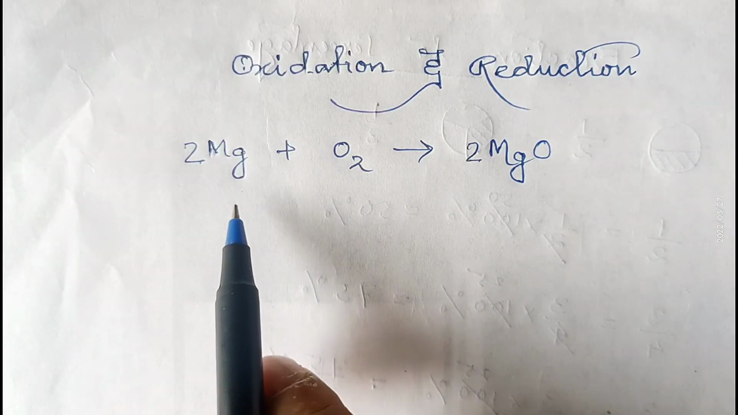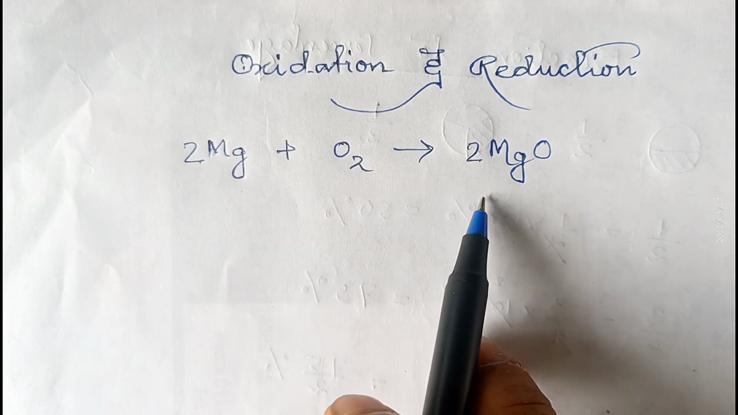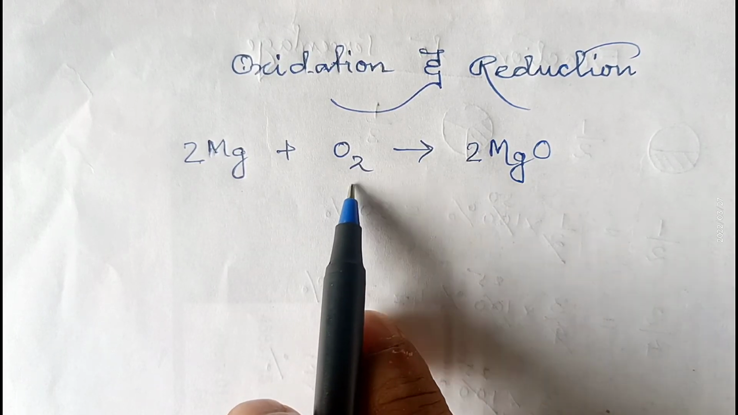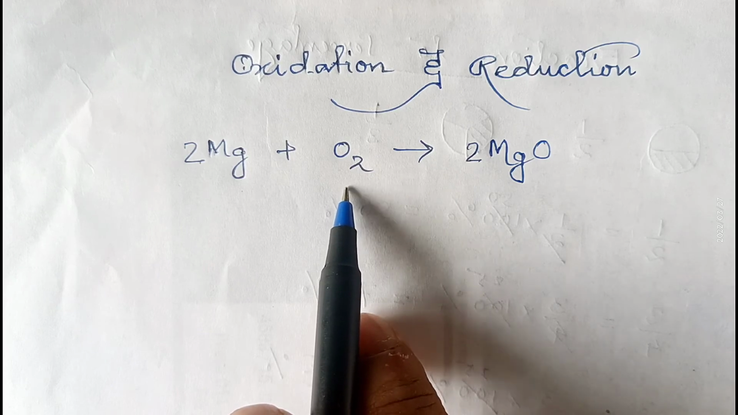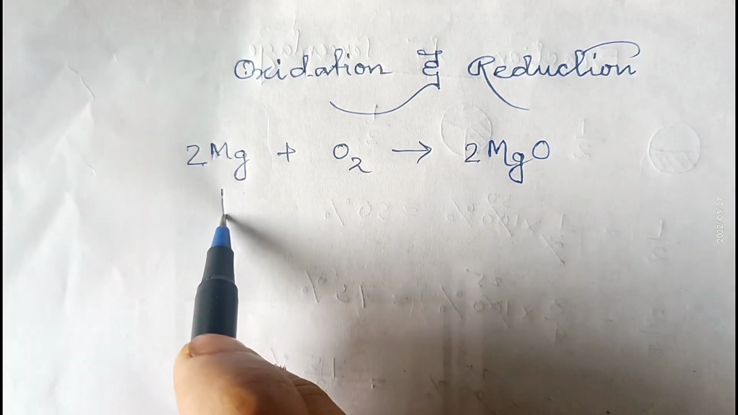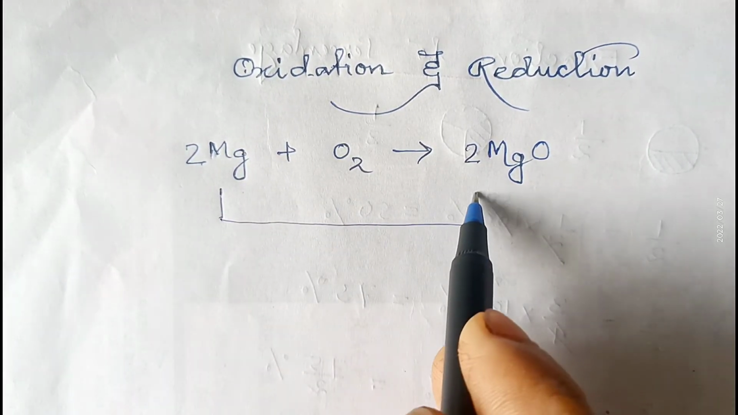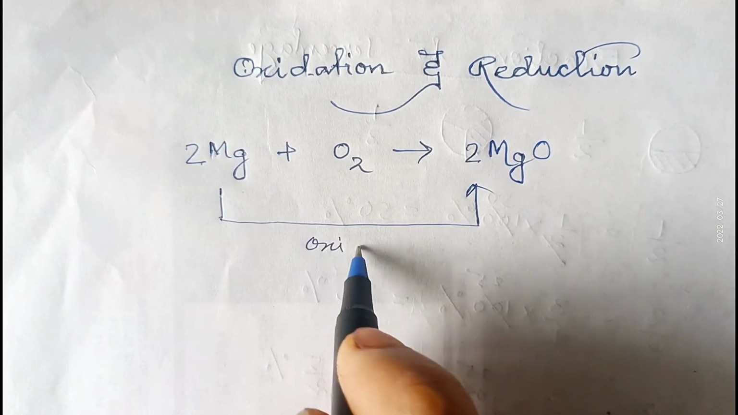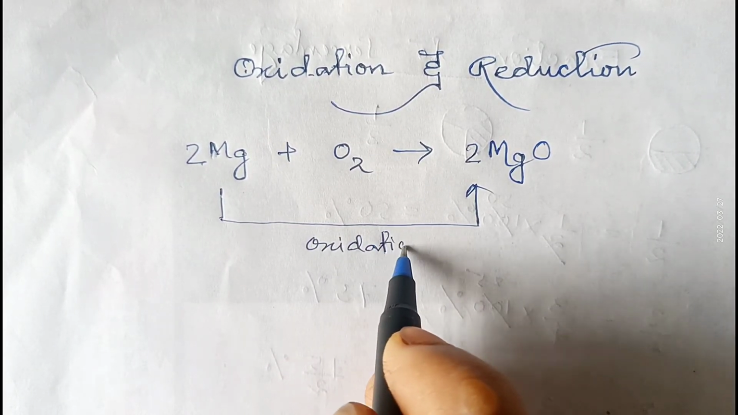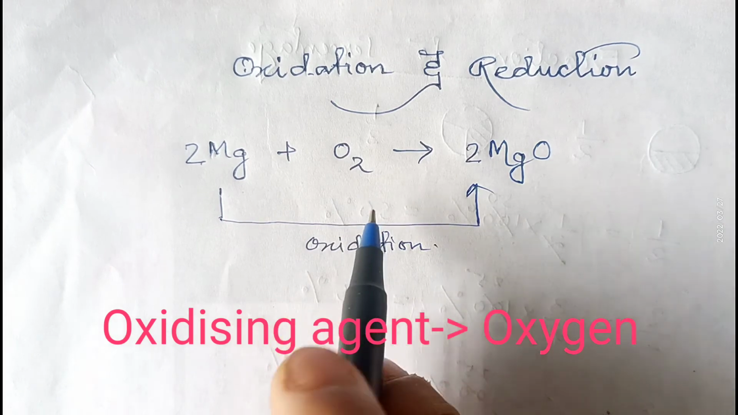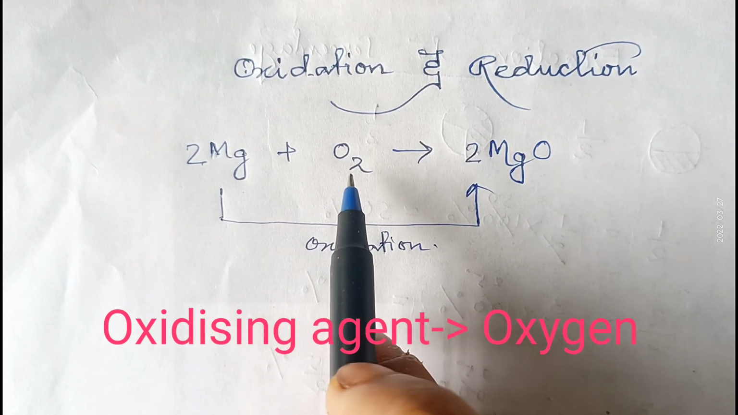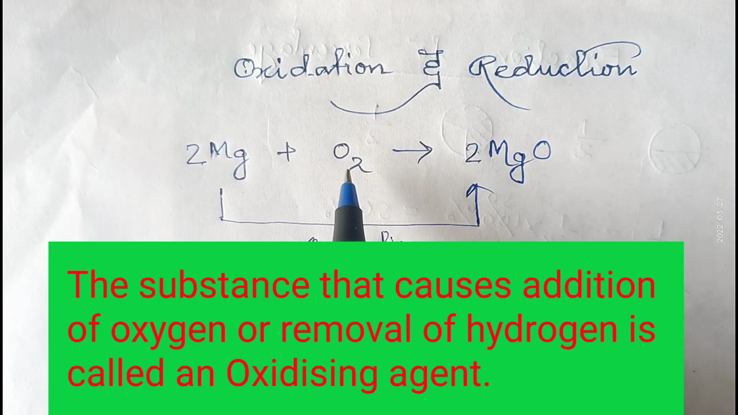Now here magnesium is oxidized to magnesium oxide because of oxygen, and these type of substances are called oxidizing agent. So if I write, this one is oxidation reaction, this one is oxidation, then this oxygen is the oxidizing agent. So the substance that causes the addition of oxygen or removal of hydrogen is called an oxidizing agent.